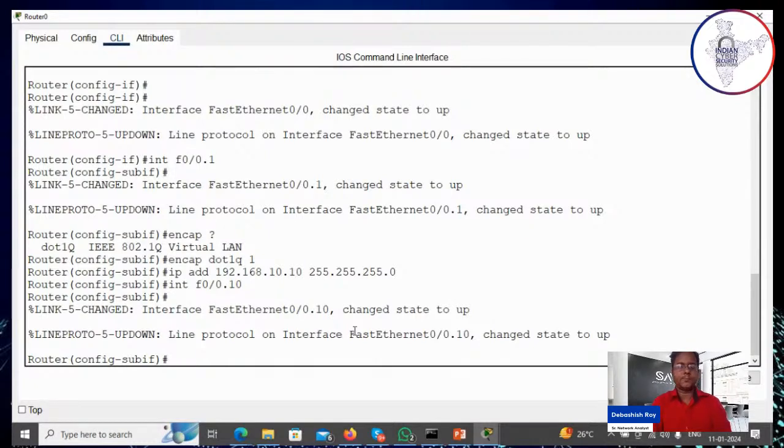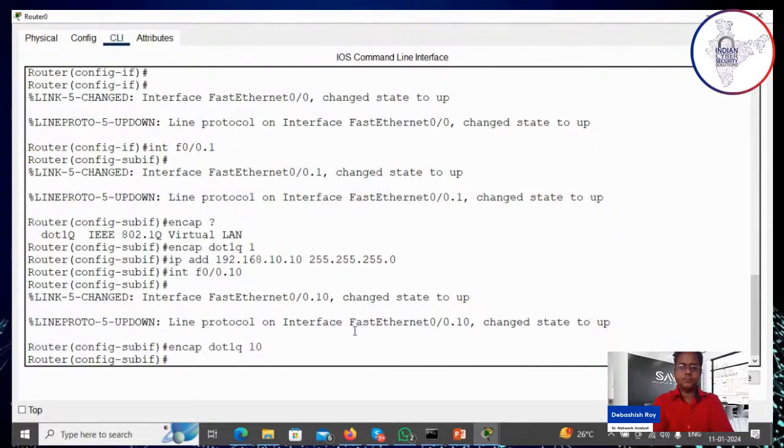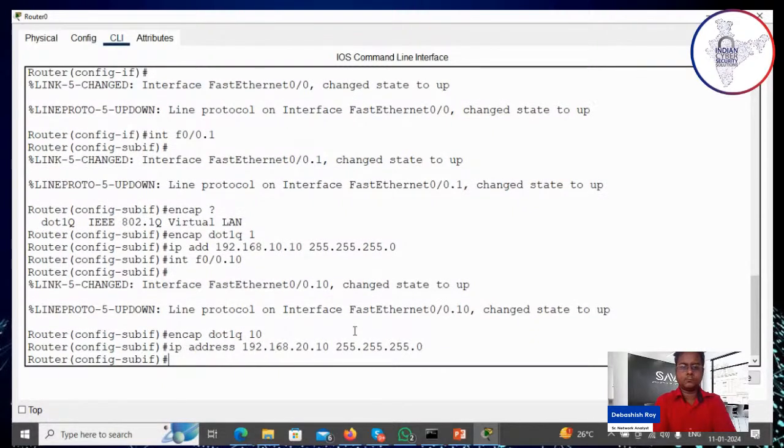It should match. Give the encapsulation dot1q 10, IP address. Let's say the gateway would be 20.10. It can be anything. That will be the gateway for the PCs in VLAN 10.